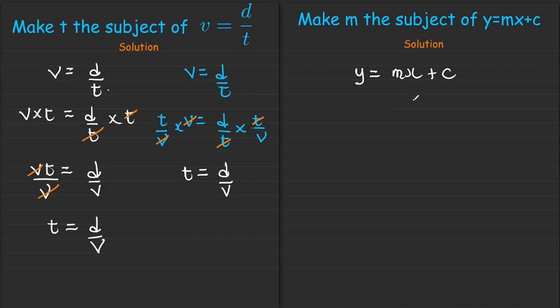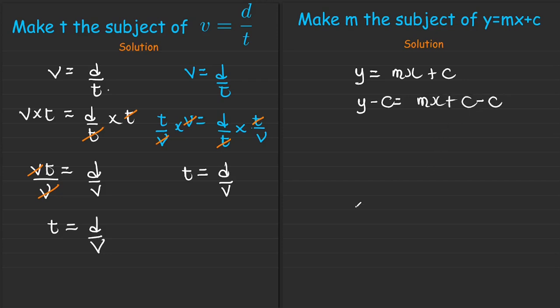M is our target. X and c are our obstacles. So they are the variables we want to move to the other side. Now we can easily move the c. Why? Because it is adding. So on our first step, we say y, then instead of c, we bring it to the other side. So it becomes minus c. In actual sense, this is what we are doing: we are subtracting c from both sides.